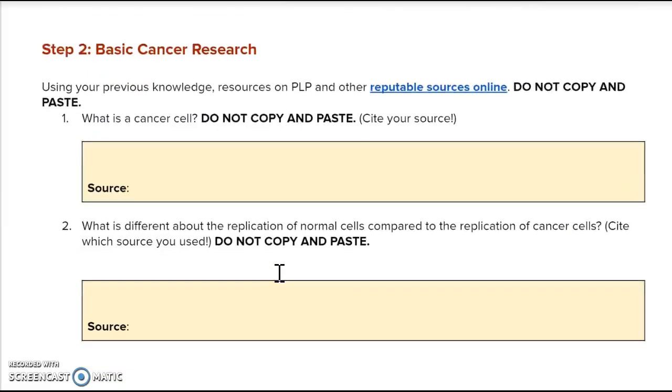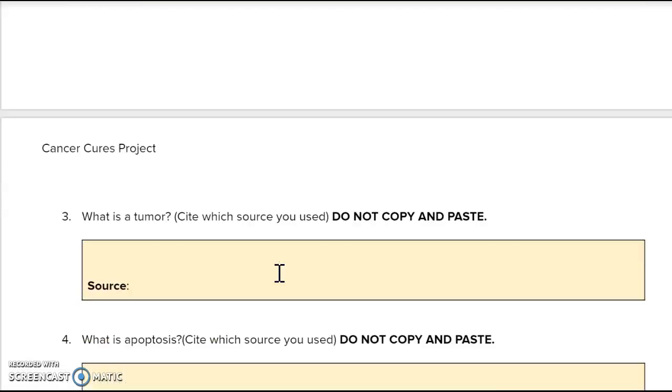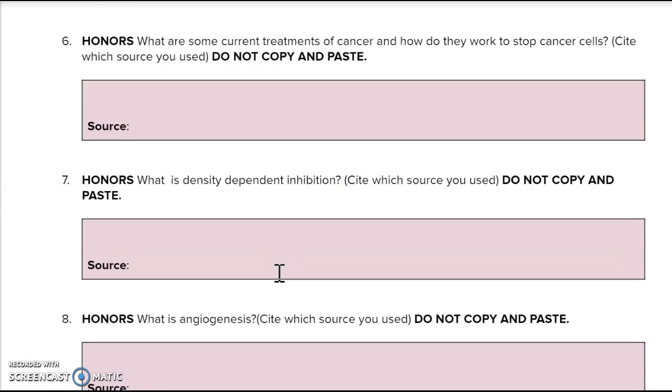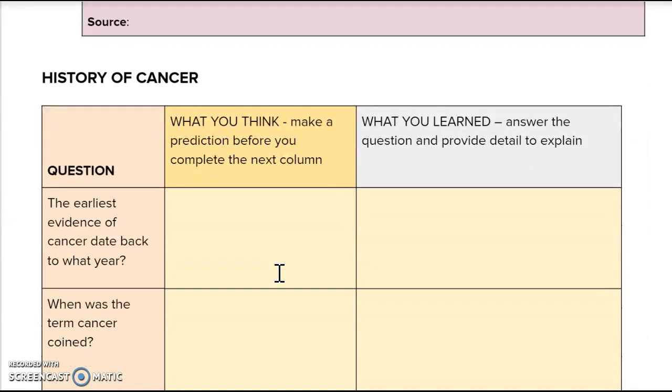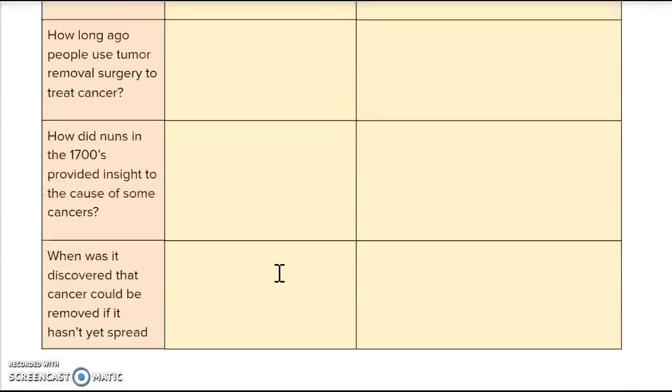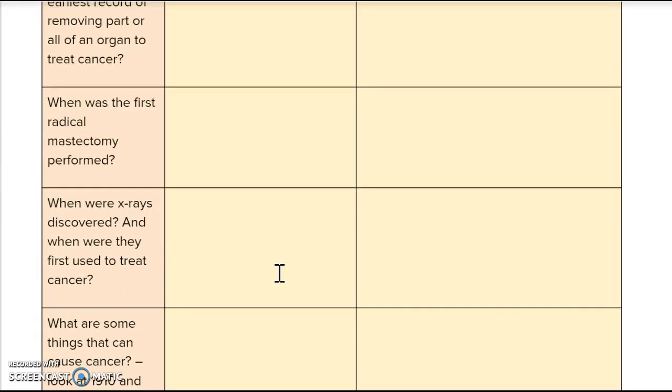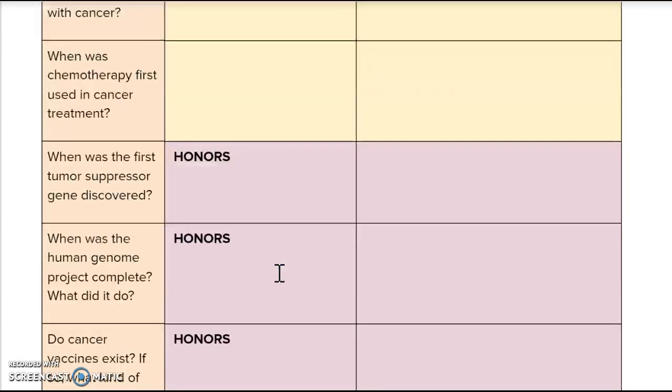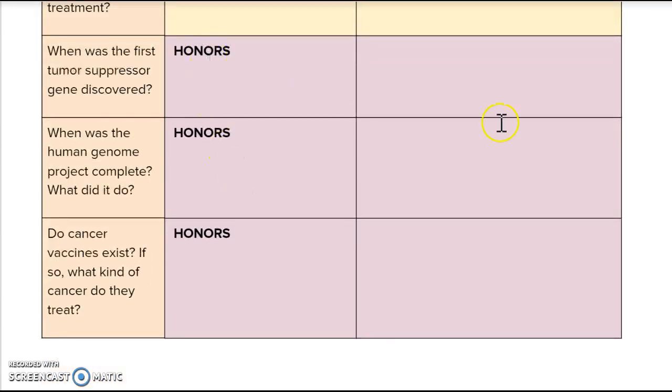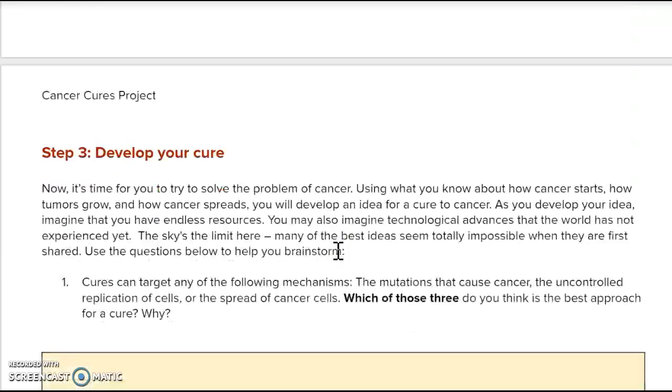So this basic research is what we're going to be doing in class first, and this will probably take about 2 days' worth of work. You can see there's a lot of sections here, and I want you to go through and fill in all the yellow boxes. So there's a lot of questions here. And then, of course, there are purple or pink boxes for honors extension. So if you're trying for honors credit, please do those.